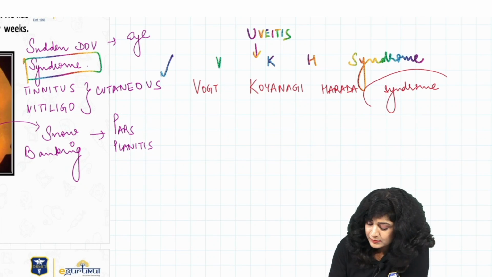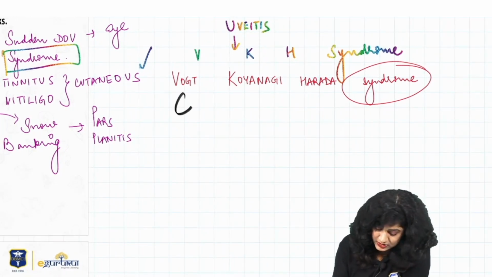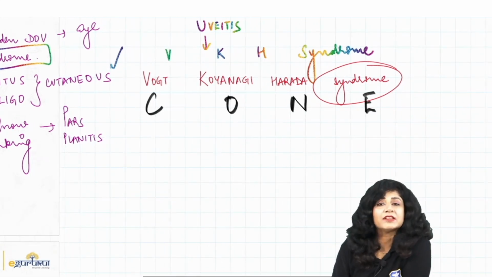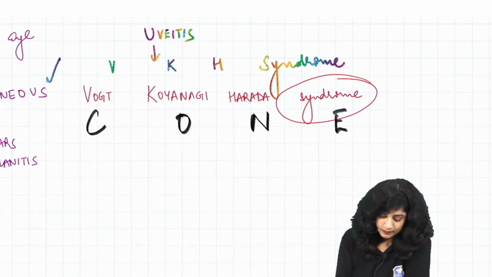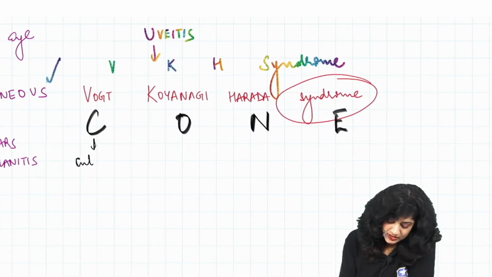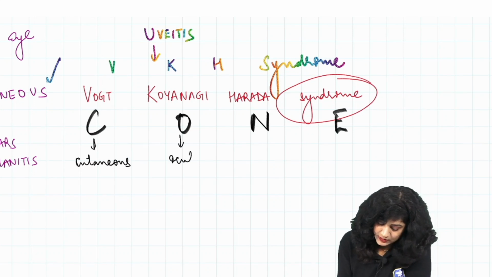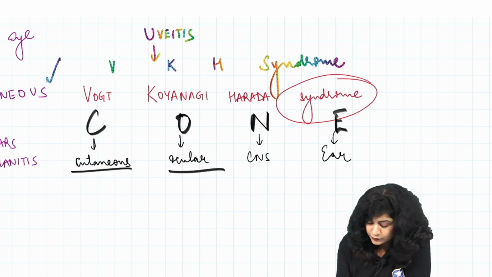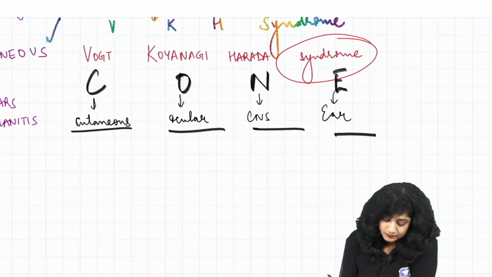Now you know what is the meaning of a syndrome. Syndrome means multi-organ involvement. So here we have CONE. This is your mnemonic. The mnemonic is cone. So we have got 4 organs involvement. We have got cutaneous skin diseases are there. Then we have ocular. Then we have got the neurological and then we have otological. All these 4 organs are involved in the Vogt-Koyanagi-Harada syndrome.